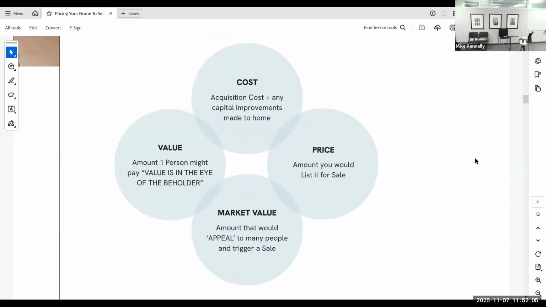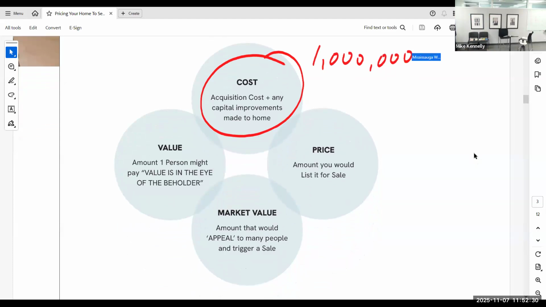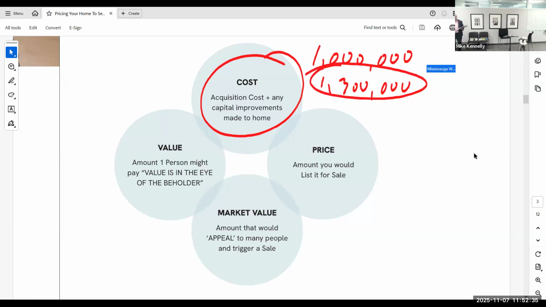So the first one is cost. This is your cost, Mr. and Mrs. Seller. What does it say? It says acquisition cost plus any capital improvements made to your home. So I noticed you just did a massive renovation compared to what the pictures looked like when you bought it 15 years ago. So this is your cost and this is your improvement. So you bought it for $1 million and you put in 300. So you're in $1.3 million. That's your cost. We all agree.